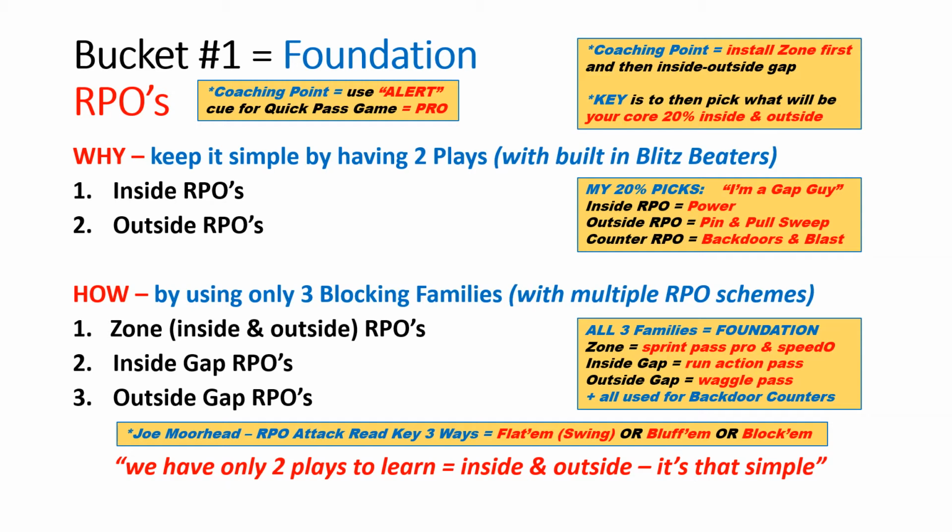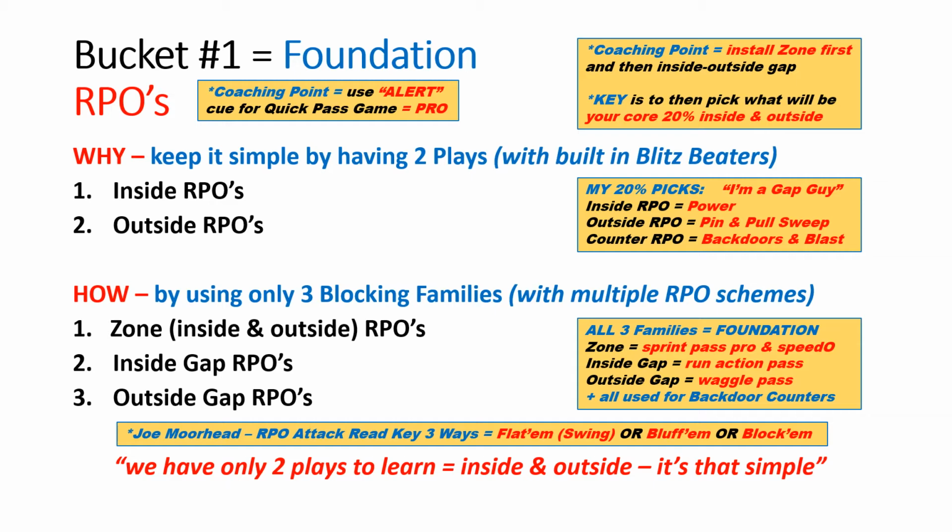All right, bucket number one, again, this is your foundation. These are your RPOs. Remember, the advantage to RPOs is that you can use the alert cue and it turns your run game into a quick passing game or a PRO, pass run option first.